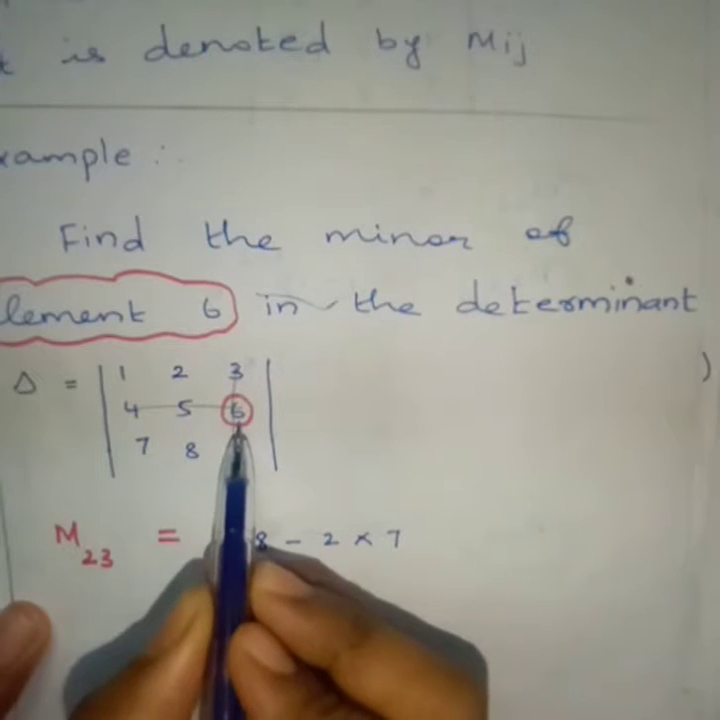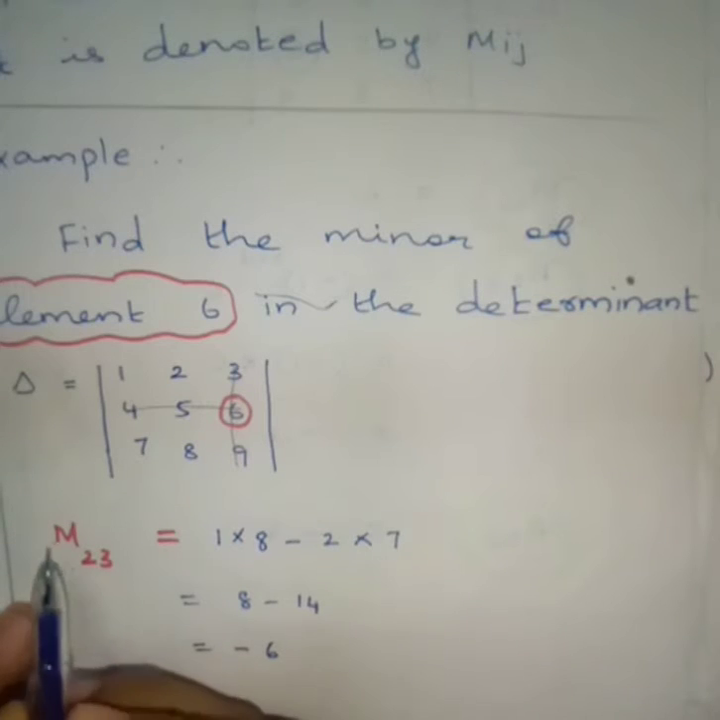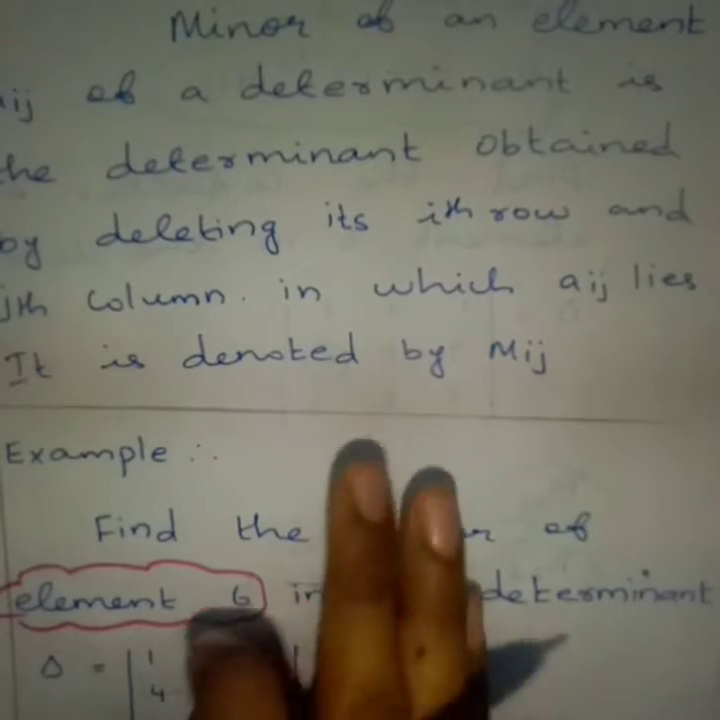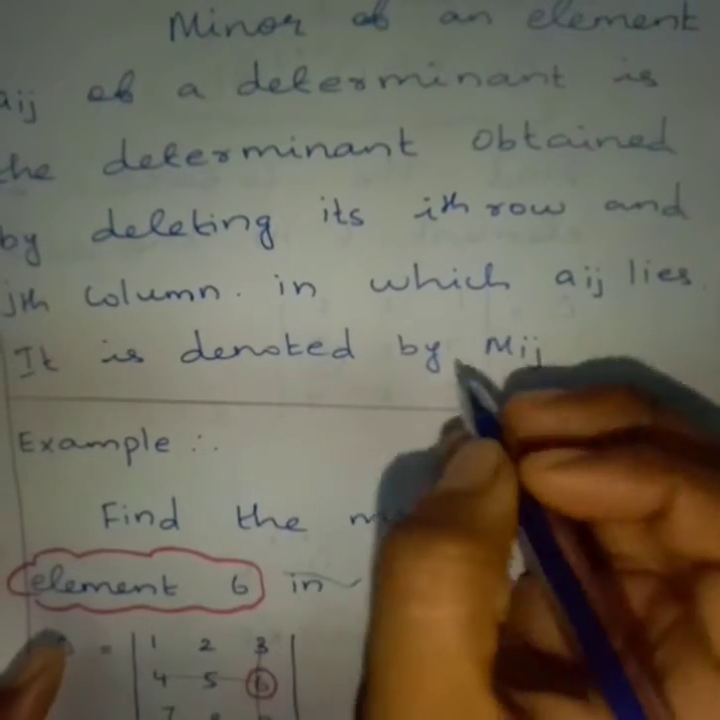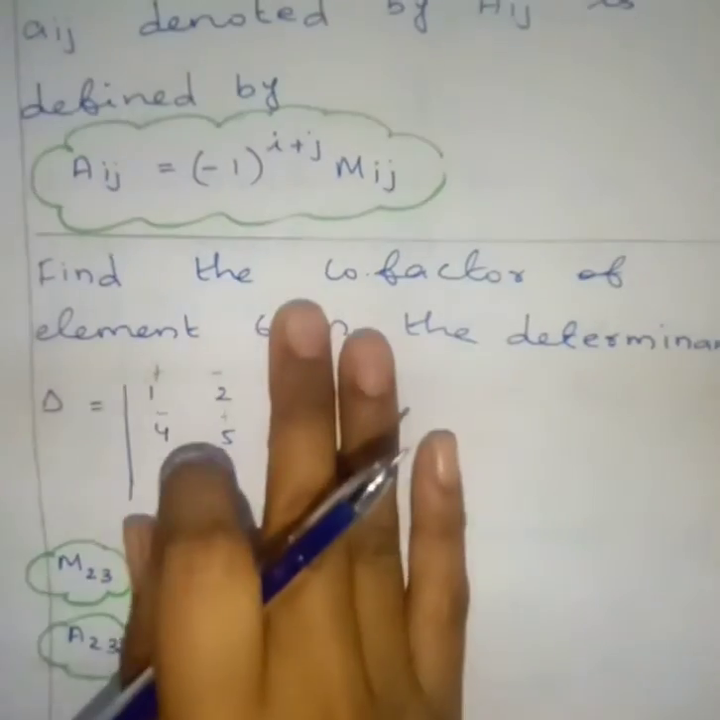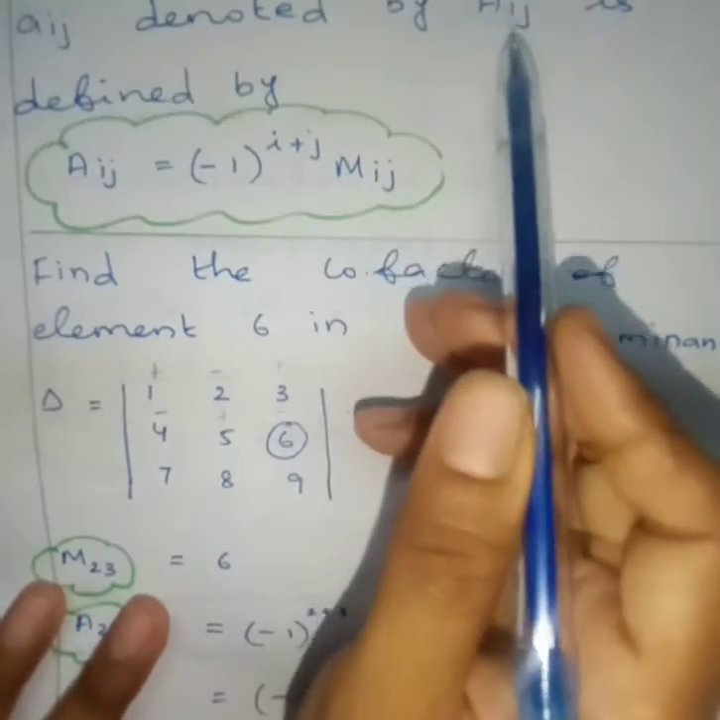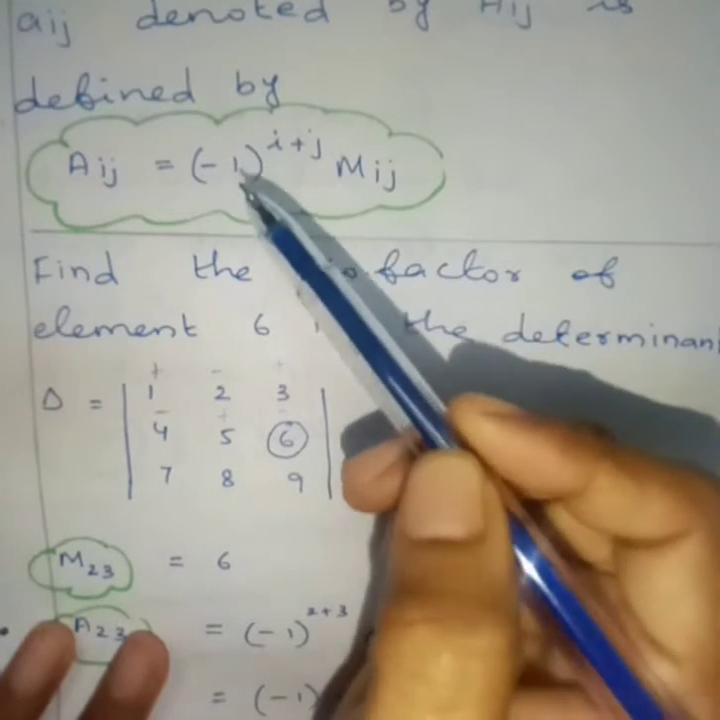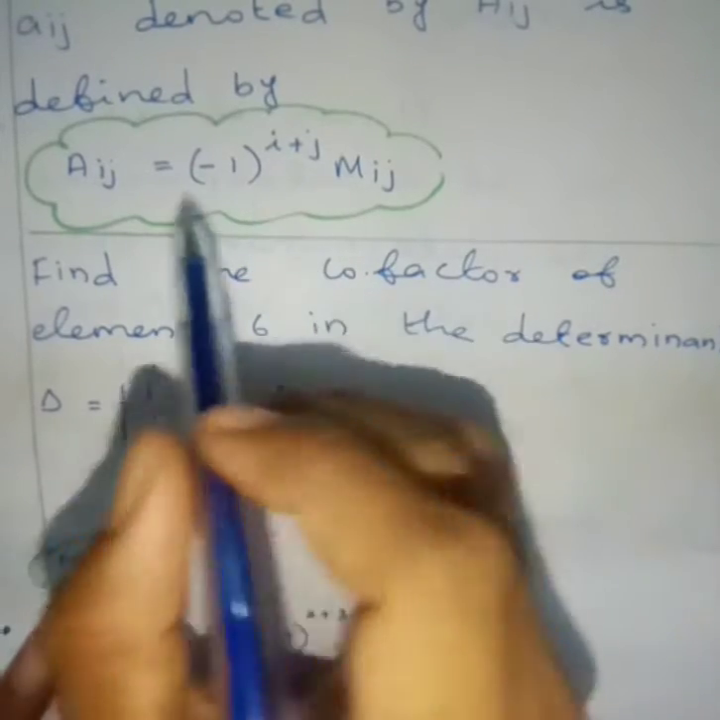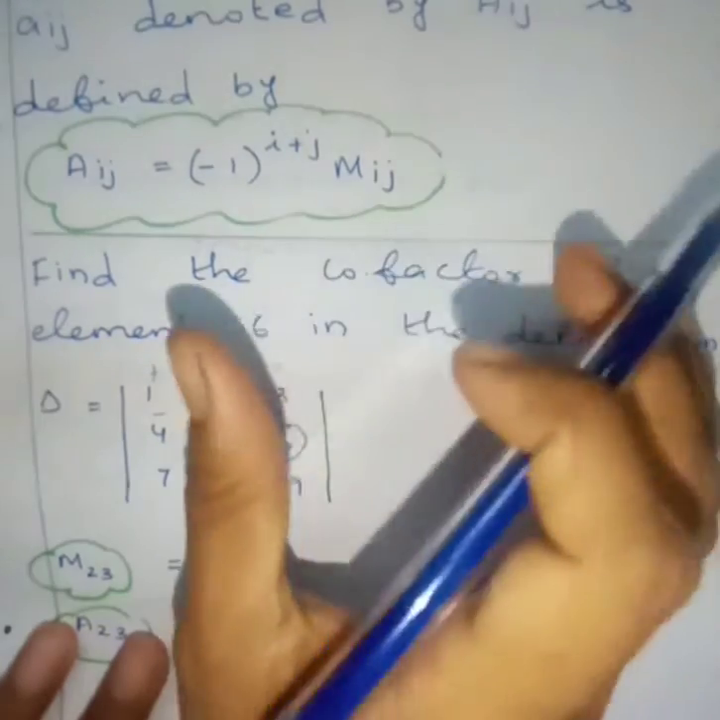Or they can ask you like this also. This is second row, third column, right? So this is find the minor of M23 also. You will get the same answer. M23 means the sixth element. Okay. One important thing, minor is denoted by Mij. Okay, Mij. Now let's go for cofactor. Cofactor of an element is denoted by Aij. So in minor we are not talking about the signs, but in cofactor we are talking about the signs here. Okay, so Aij is equal to minus 1 to the power i plus j times Mij.